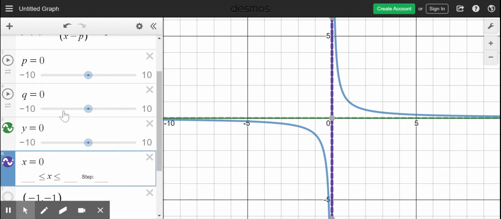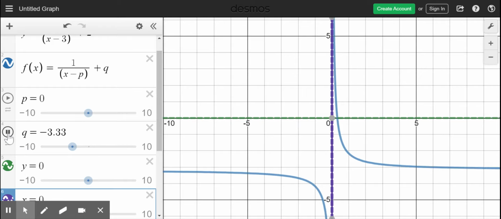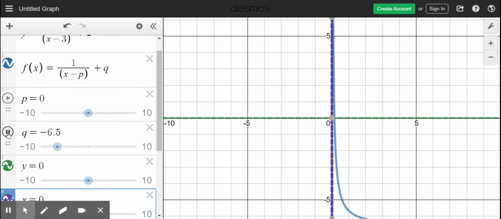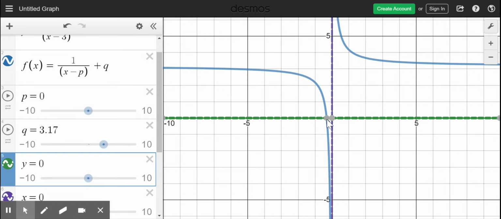Okay, now let's translate it up and down. So we know that q has that effect. So I'm just going to animate q. There it goes down. Now it's coming back up. And so tell me when to stop. Let's stop there. So if we stop at 3.17, now we have an x-intercept right about here, which never happened before. We had no x-intercept in the rational function because we had an asymptote on the x-axis.